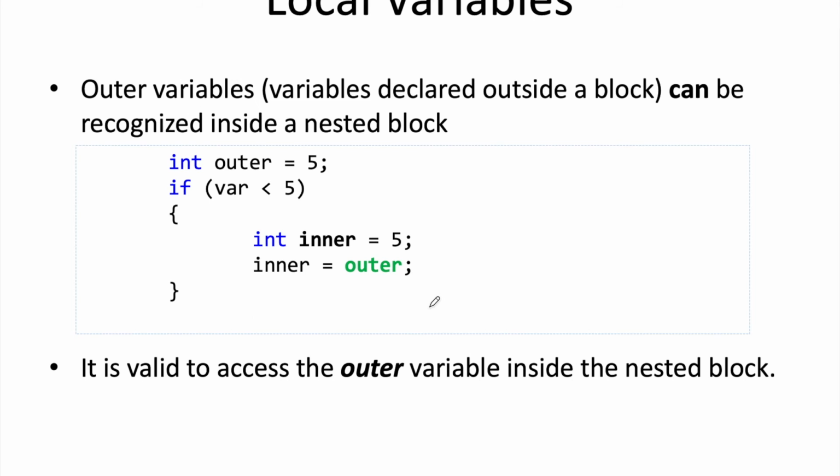However, the outer variable is more global, right? This outer is outside the block of code here. So the outer is visible within this block of code.